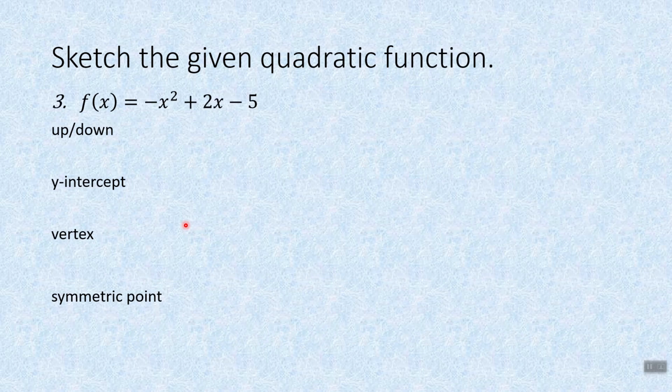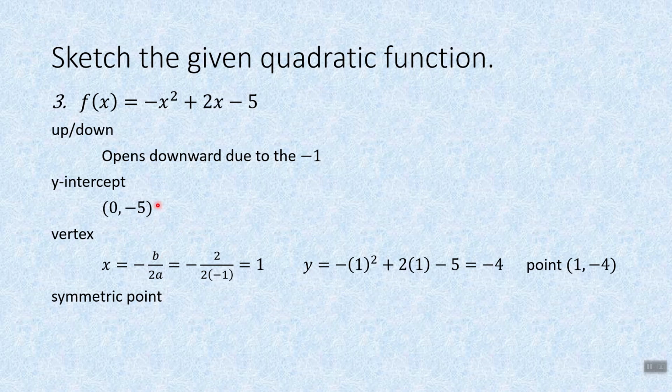Last example. f of x equals negative x squared plus 2x minus 5. This graph opens downward due to the negative 1 coefficient. The y-intercept is at (0, negative 5). And the vertex can be found as negative b divided by 2 times a. So negative 2 divided by 2 times negative 1. 2 divided by negative 2 with another negative going on makes a 1.